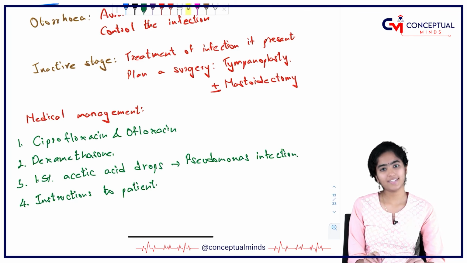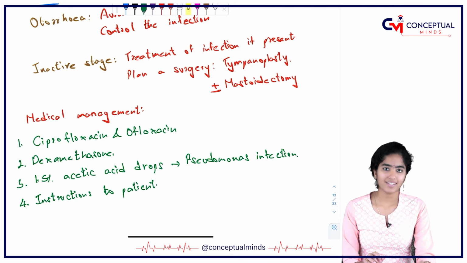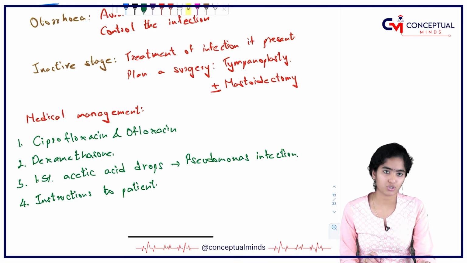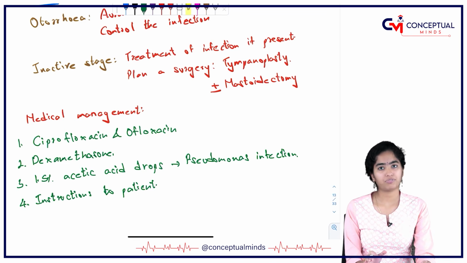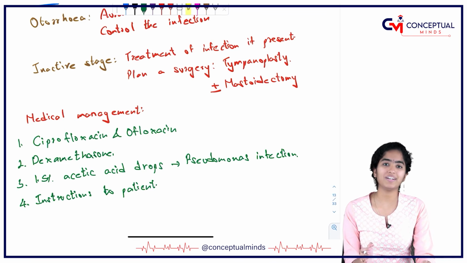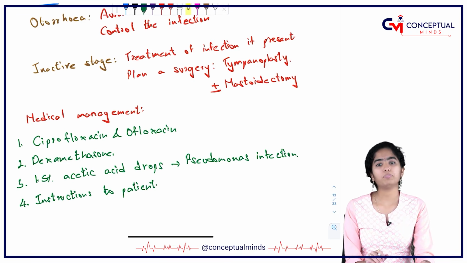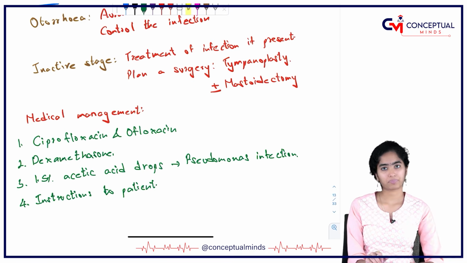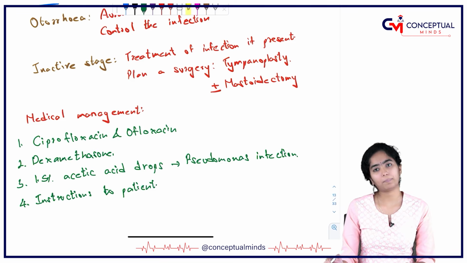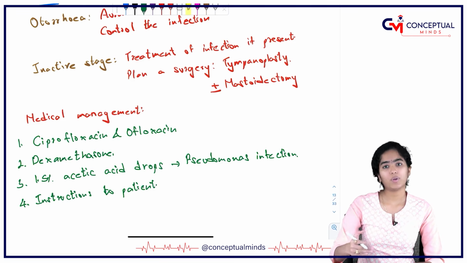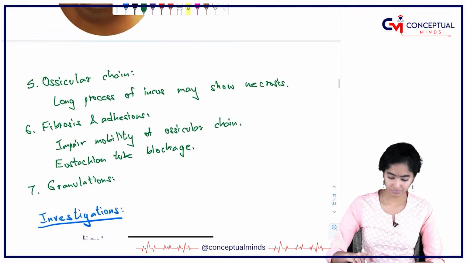In tympanoplasty, in a dry ear, myringoplasty with or without ossicular reconstruction has to be done. Closure of perforation will limit repeated infections from the external auditory canal, and it will also improve the hearing of the patient. So this is about tubotympanic type of CSOM. Let me quickly recap them for you.